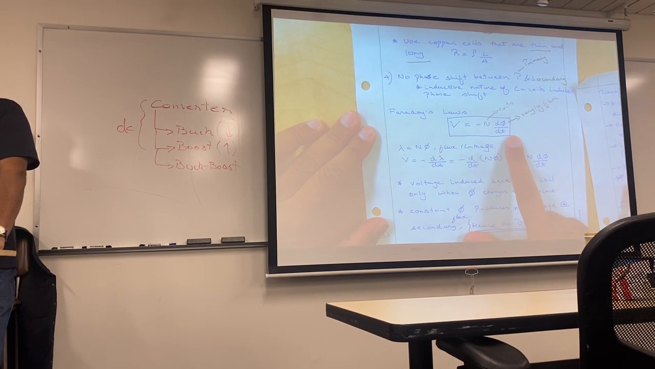Having said that, most textbooks are going to show it using something called a flux linkage. There's not a whole lot to it. All that they're doing is putting in a lambda, which is N phi, and then taking the derivative of it and ending up with negative N d phi over dt.